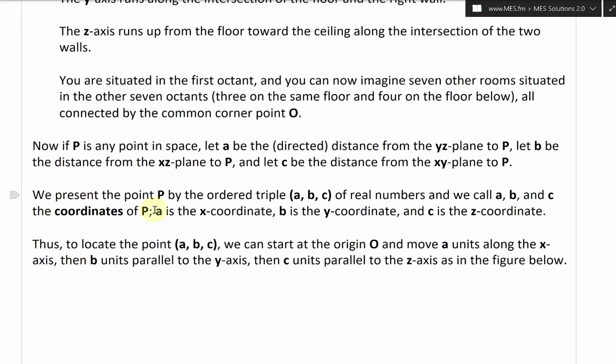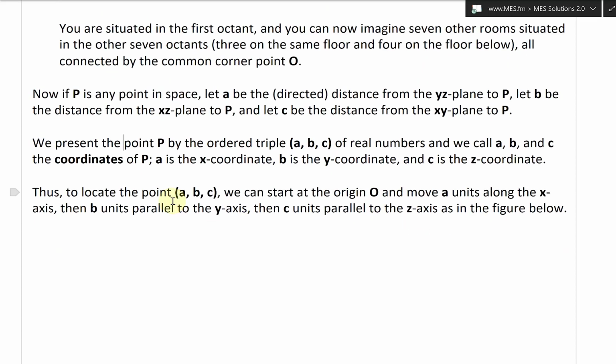Then we represent the point P by the ordered triple A, B, C of real numbers, and we call A, B, and C the coordinates of P. A is the x coordinate, B is the y coordinate, and C is the z coordinate. Thus, to locate the point A, B, C, we can start at the origin O and move A units along the x-axis, then B units parallel to the y-axis, and then C units parallel to the z-axis, as in the figure below.